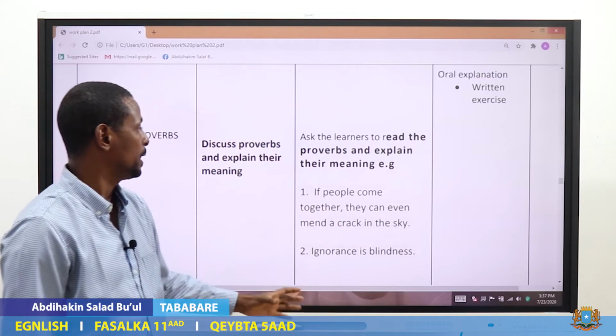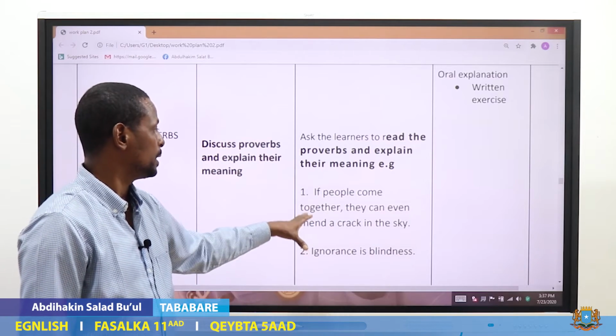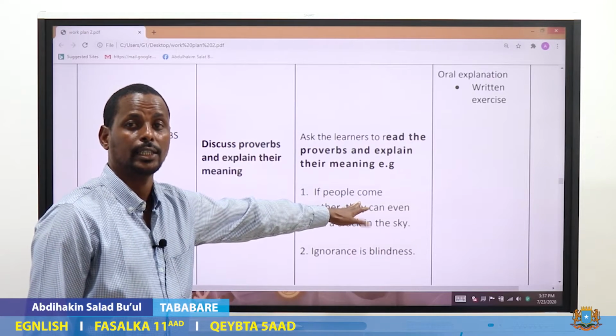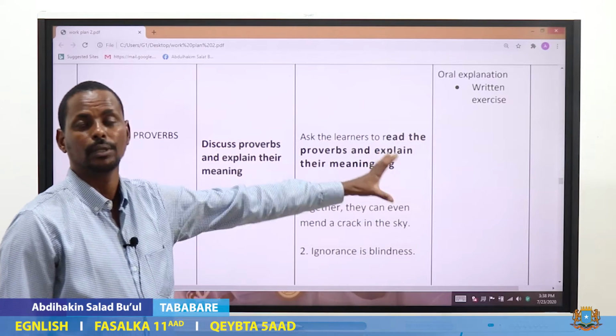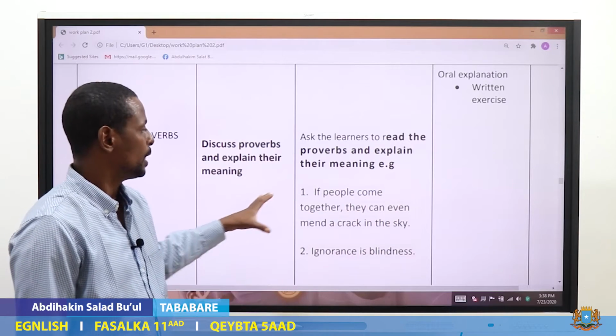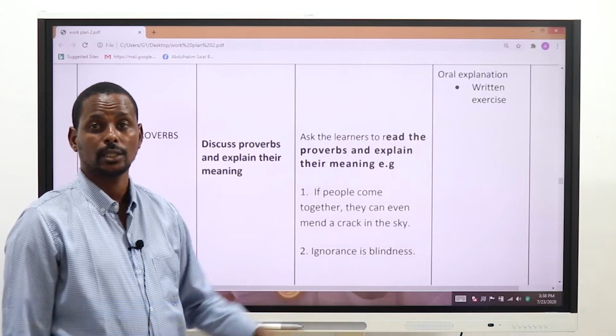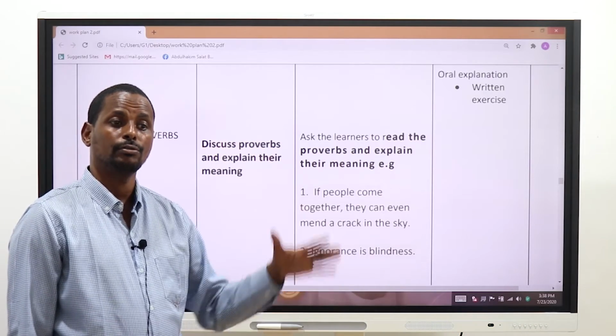When they are explaining, they must explain in two of the ways that I have highlighted. One, the outer meaning, and two, the deeper meaning, the knowledge and the message it carries. Because they are proverbs of different types.